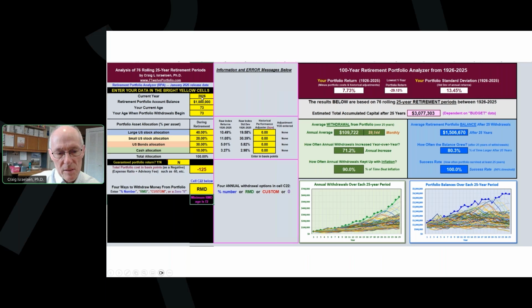And in the bright yellow cells are where the user enters their own specific data. So I've just pre-populated this. This is a screenshot. I'll fire up the spreadsheet here in just a moment so you can see it live. So the current year is 2026. The retirement portfolio account balance in 2026 is $1 million. Your current age, this is just a really simple scenario, is 73. Withdrawals begin at age 73.